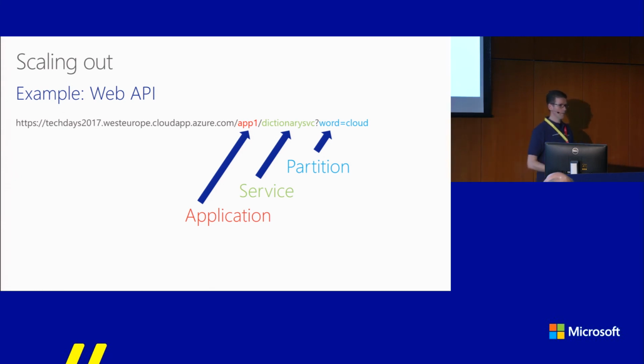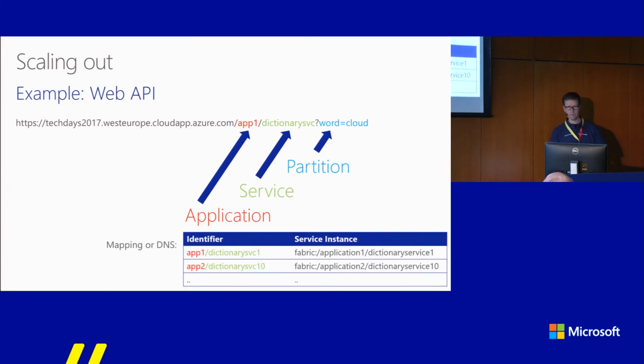So if you want to add applications or nodes to your cluster, you cannot add partitions to a running service, but you can add new applications. And using stuff from the URL, in this case I'm using the word app and dictionary service to point me to the right application and service instance. And I'm using the word cloud to find me the right partition. So a similar strategy can be applied. Just ask the librarian.